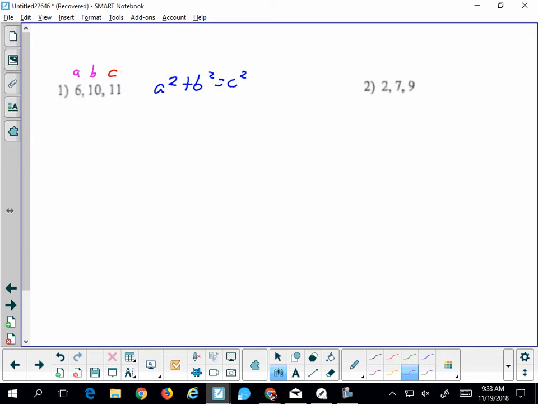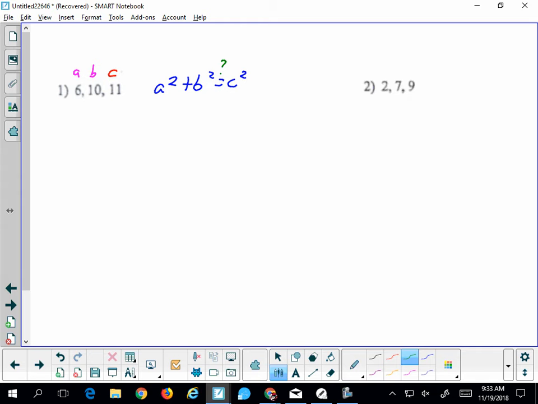And it doesn't matter which is a and which is b. All that really matters is that we get c labeled correctly. We're going to take these three numbers and substitute them into the Pythagorean Theorem into the proper place. And we're going to check to see, are these two sides equal or not? If they're equal, then that tells us that this is a right triangle. If they're not, then we have formulas to tell us if it's acute or if it's obtuse.